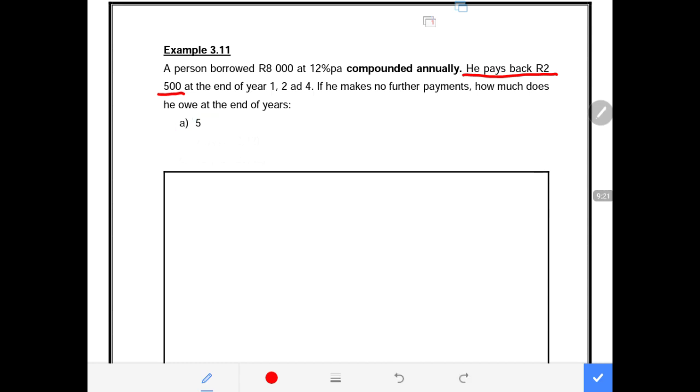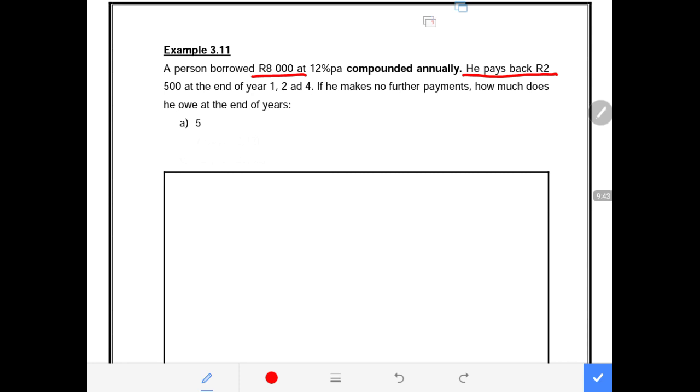The other question that I've hidden there that I would like you to respond to, I'll show you when I'm done with the calculation for this one. Now it says if this person makes no further payments, he only pays year 1, year 2, and year 4, and he borrowed an amount of 8,000, how much will he be owing at the end of year 5?